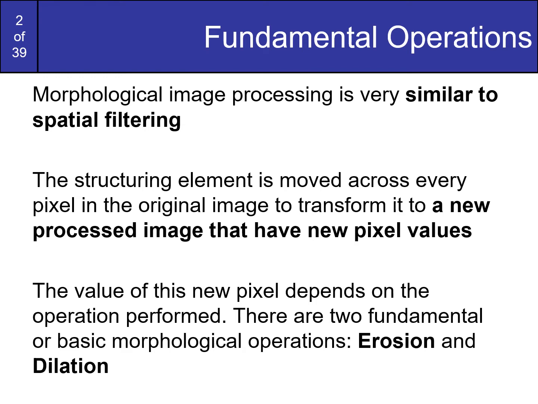And similarly, morphological image processing operations work very similar to spatial filtering. The structuring element is moved across every pixel in the original image to transform it to a new processed image that has new pixel values. So this sounds very similar to spatial filtering. The value of this new pixel depends on the operation performed, and there are two fundamental or basic morphological operations, namely erosion and dilation.